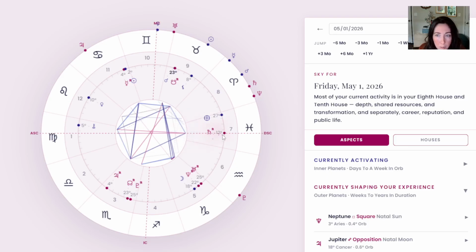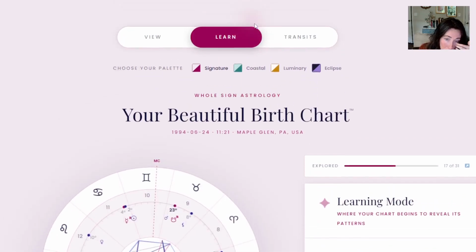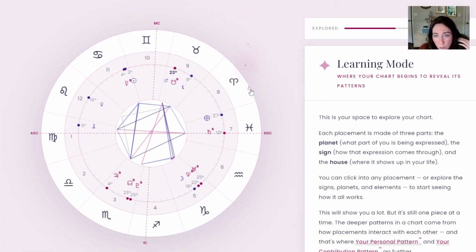Anyway, I hope that this is somehow helpful. I feel like I went a little bit off there. I'll go ahead and show you real quick the learning mode. So inside learning mode, this is all just your natal planets and placements. Nothing collective happening out here.